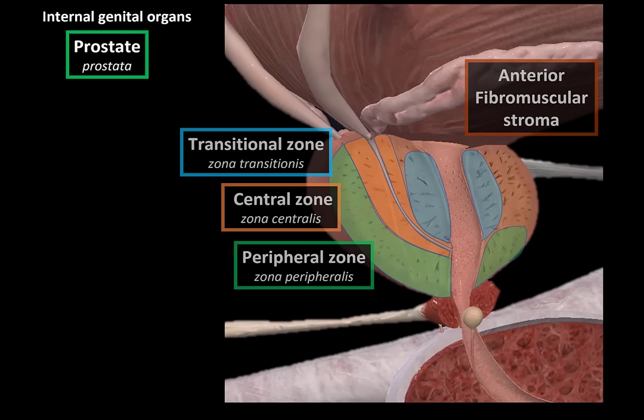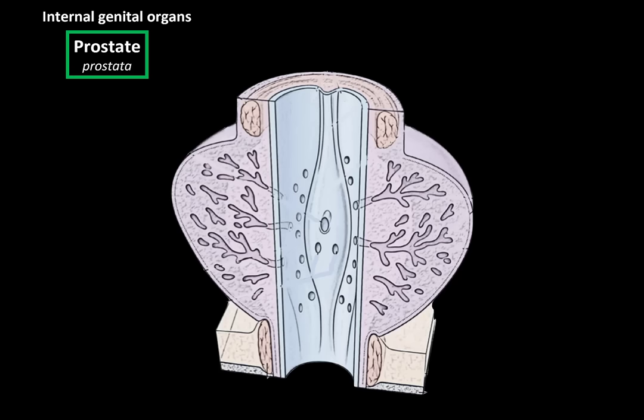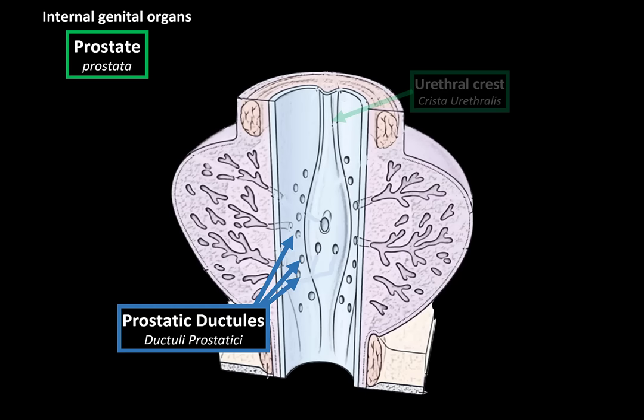Now, if we make a vertical cut like this, then look at the prostate from this perspective, we will see this. So, on the posterior surface of the prostate, we can see the prostatic ductules, which secrete the prostatic secretions. We can see the urethral crest, which is an elevated crest on the posterior surface of the urethra.